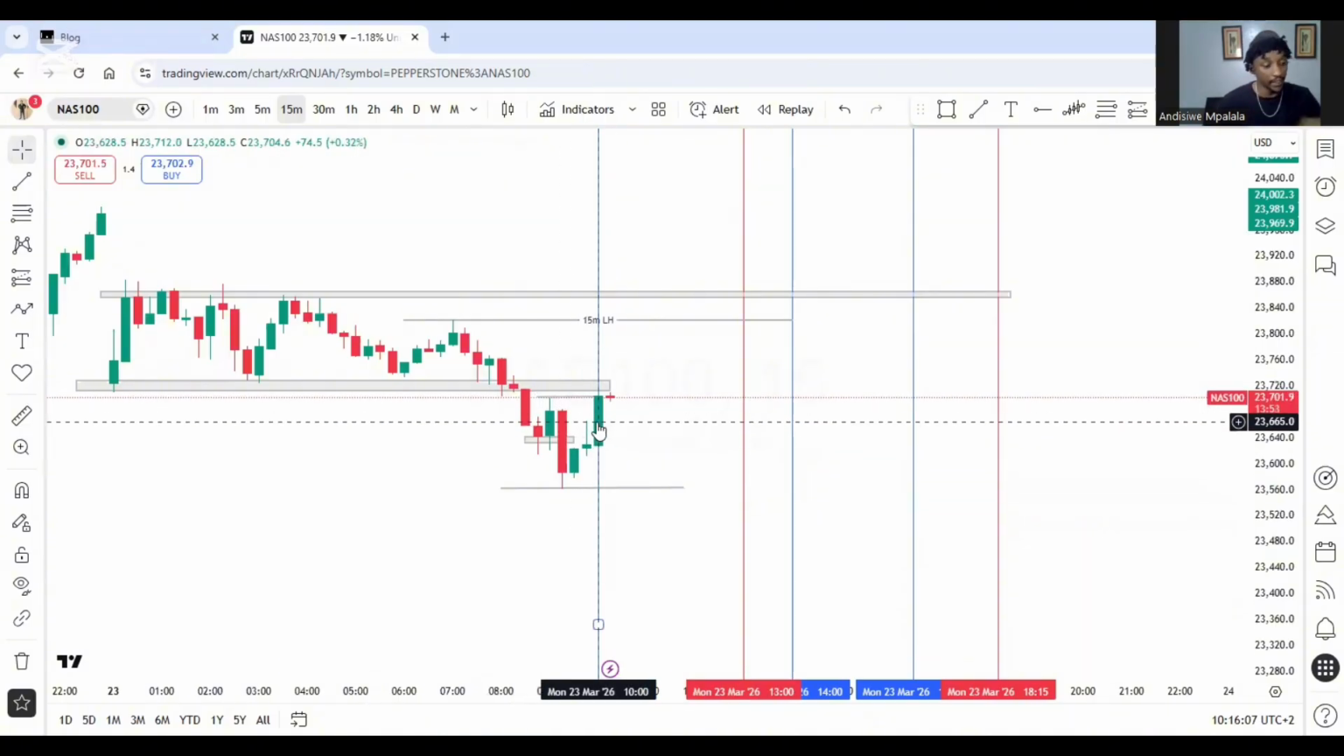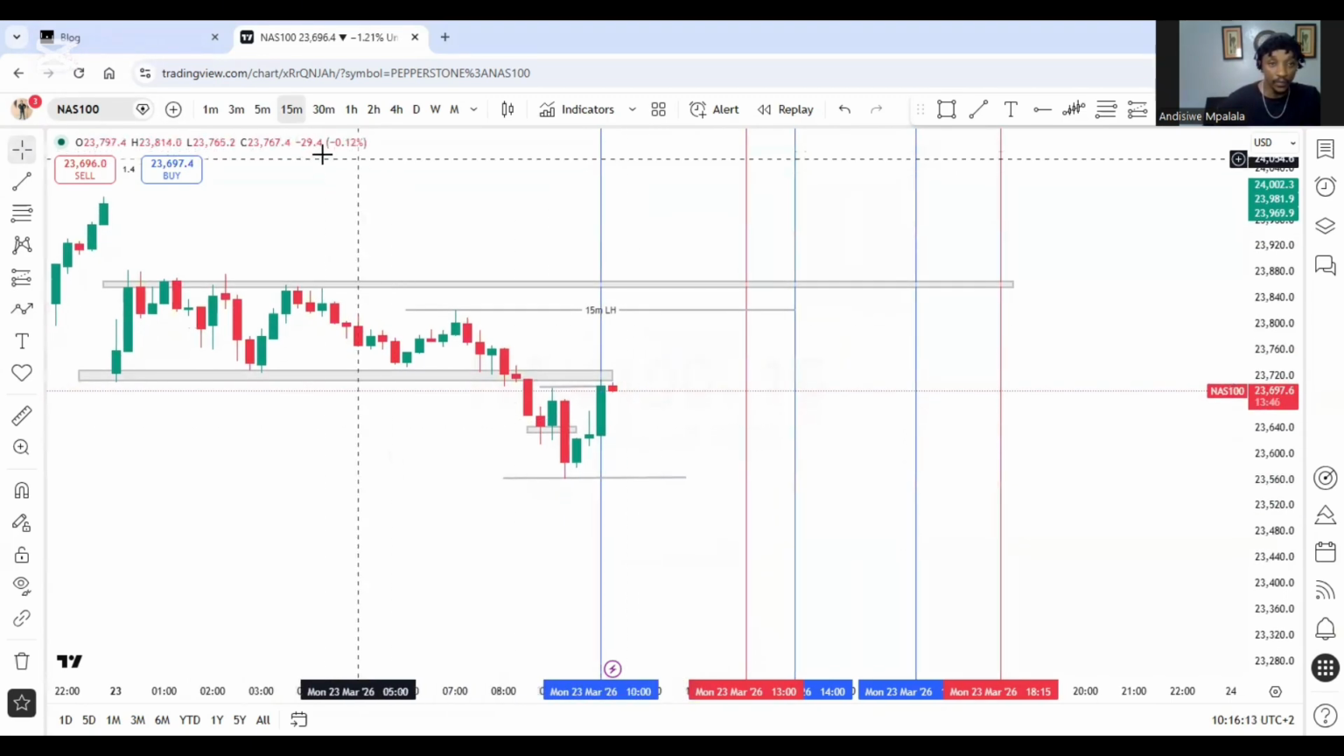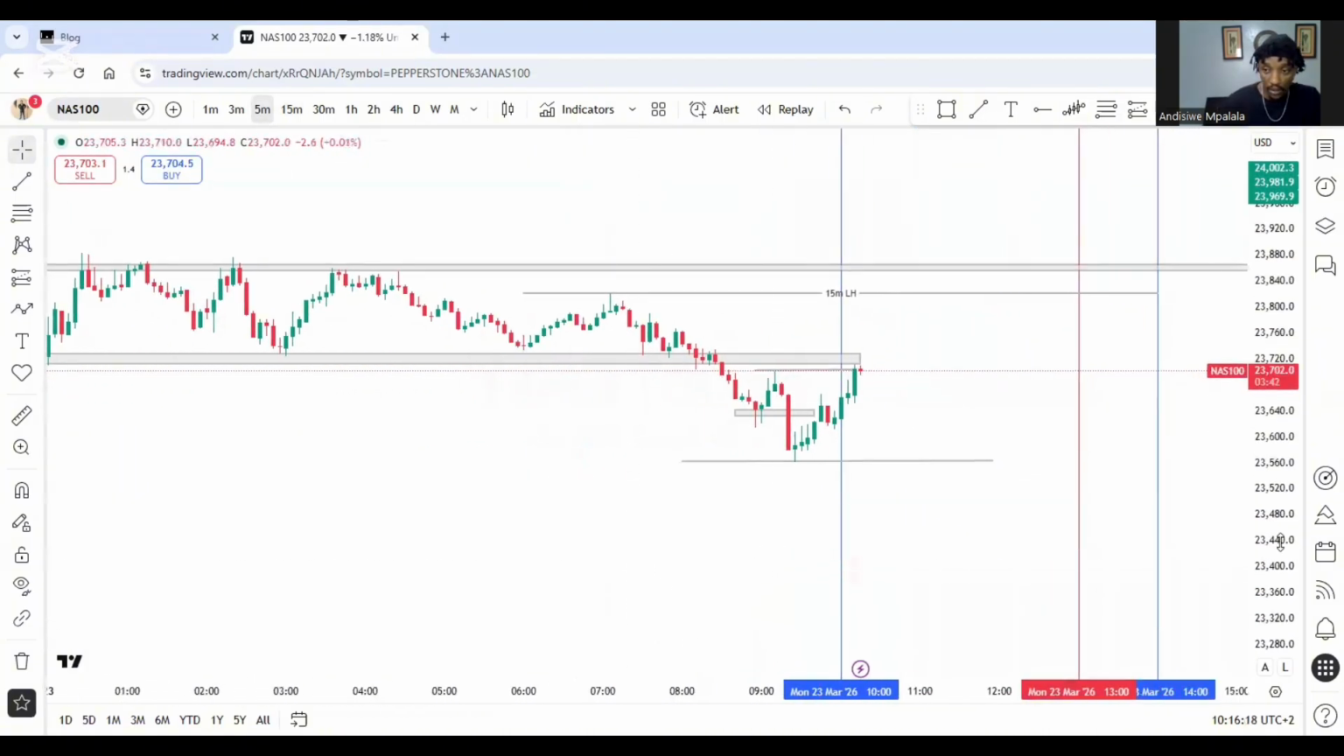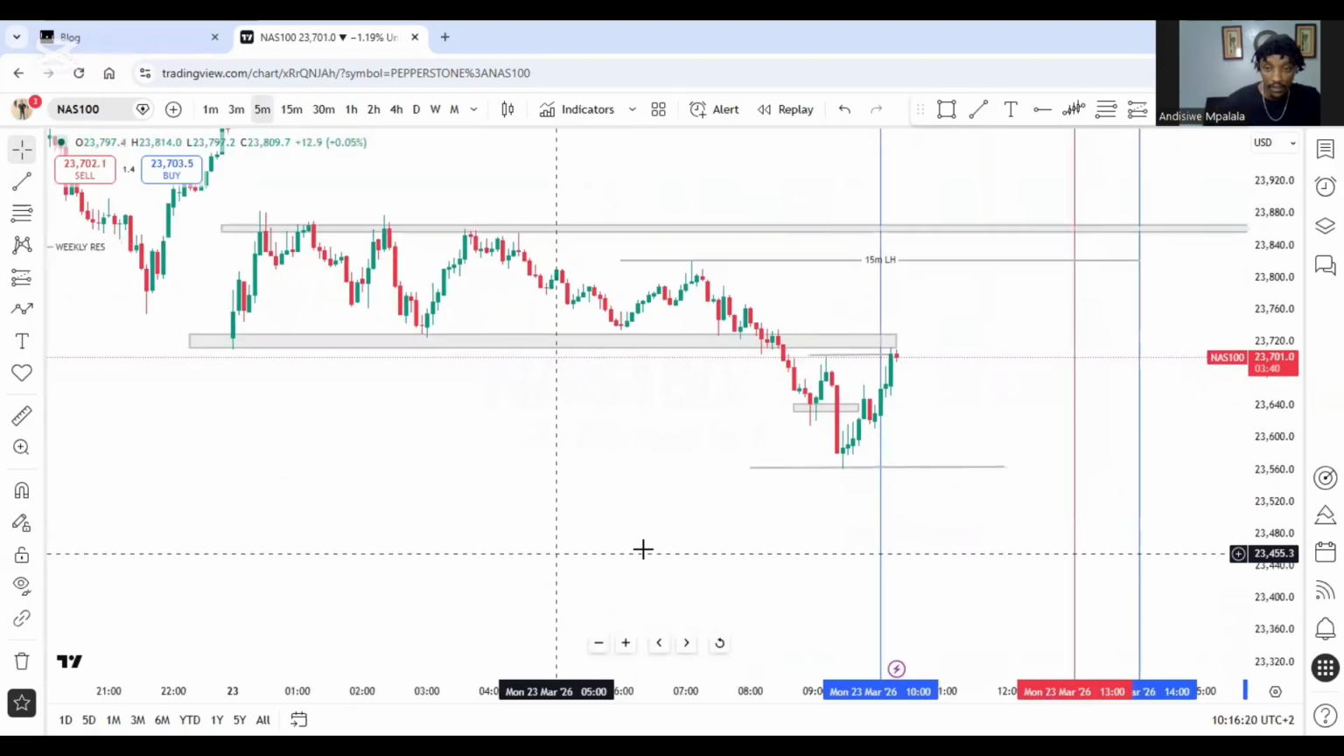But right now we can see that price is at these highs and the 15-minute time frame has not closed yet. My microphone is very far from me, so I'm not sure now if you guys can hear me. But yeah, that's the update. Let's look at the 5-minute time frame quickly.